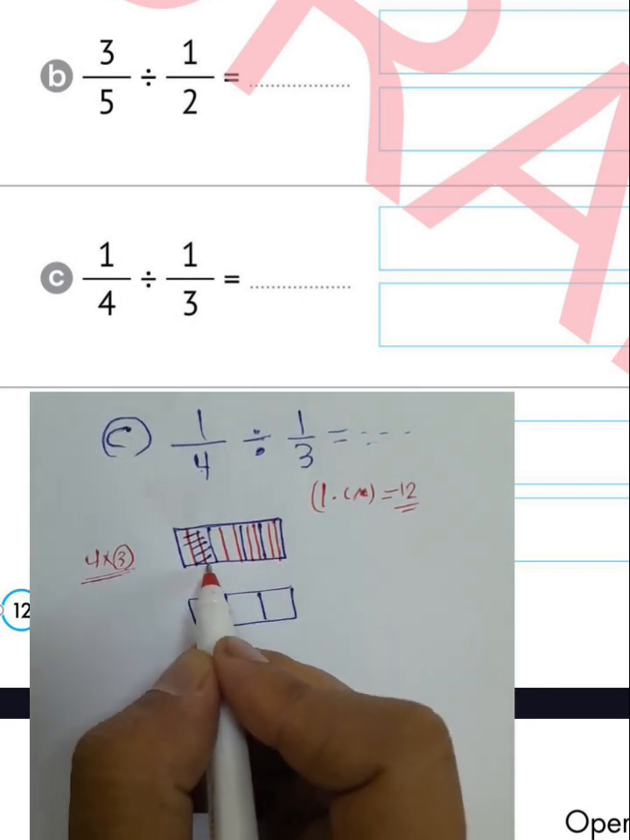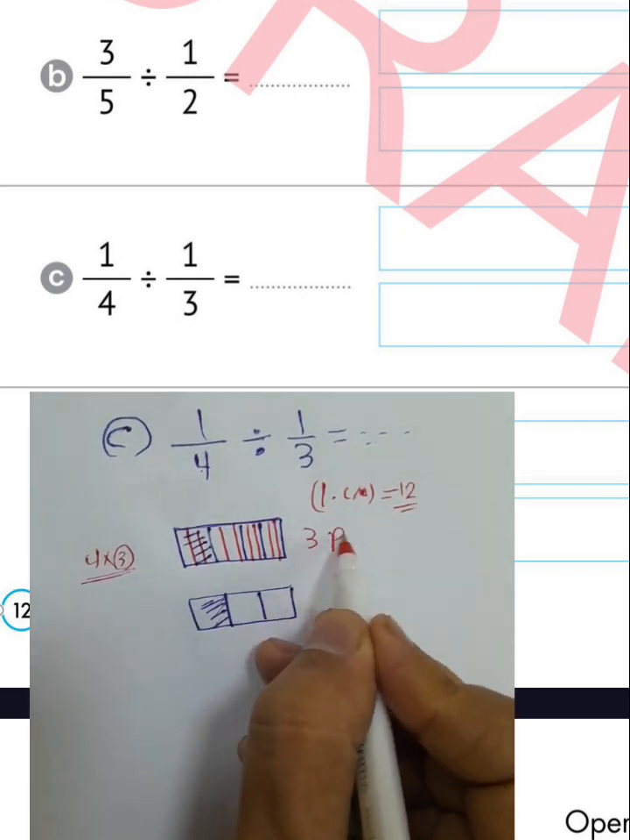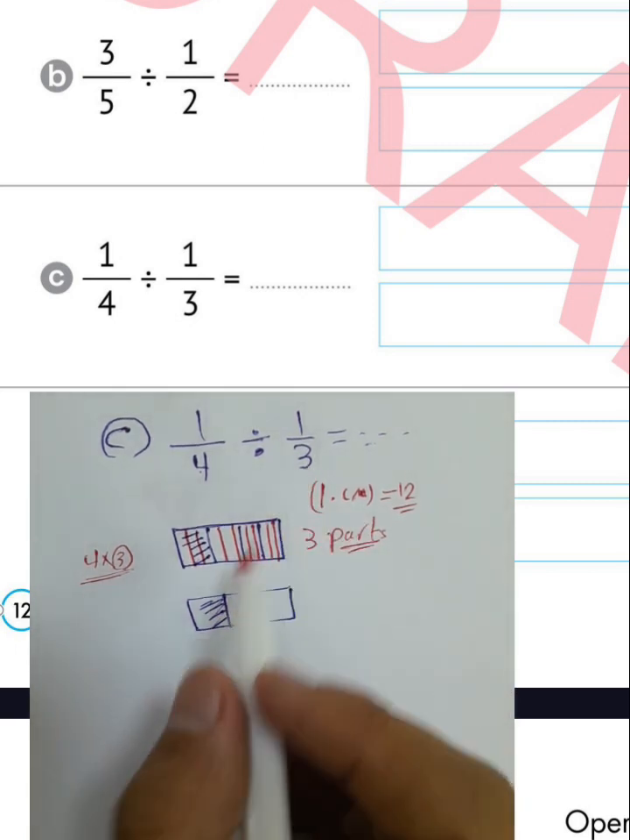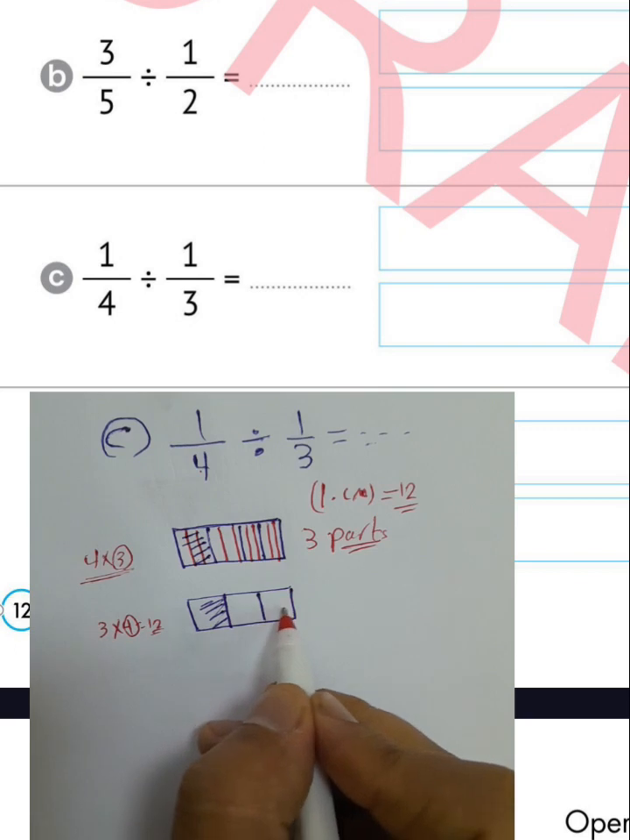And then how many parts are colored here? 1, 2, 3. We have three parts colored. And here we know 3 times 4 equals 12. Then we will divide each part into four parts.